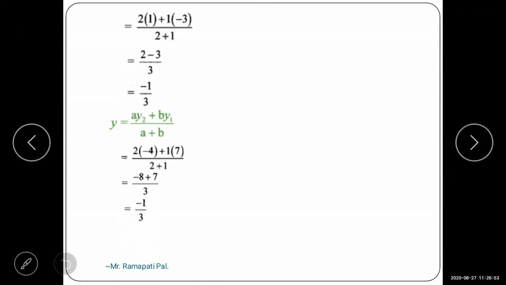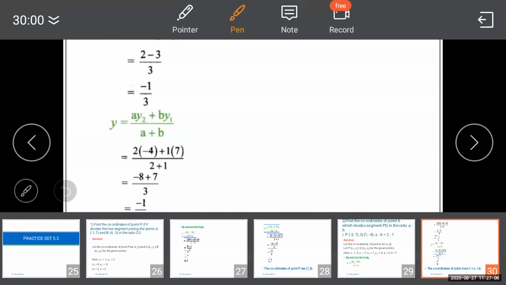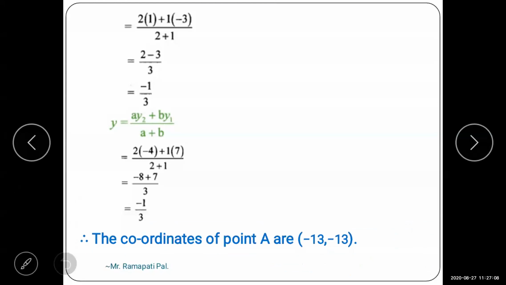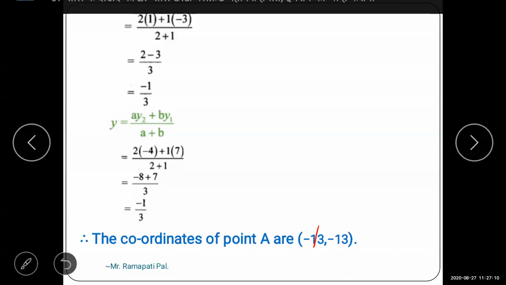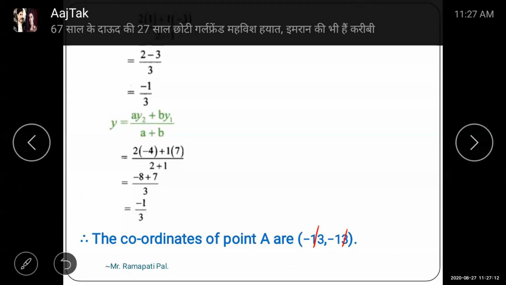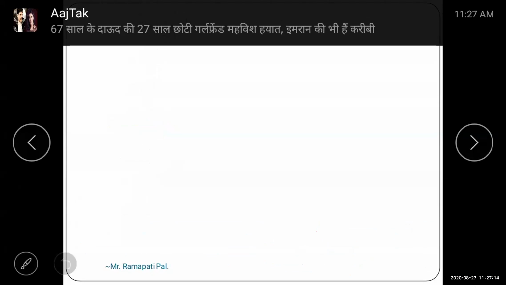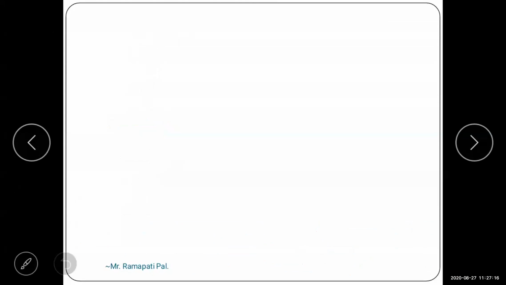Correct? So the coordinates of point A are minus 1 upon 3, minus 1 upon 3. Correct? Okay. Minus 1 upon 3 and 1 upon 3.